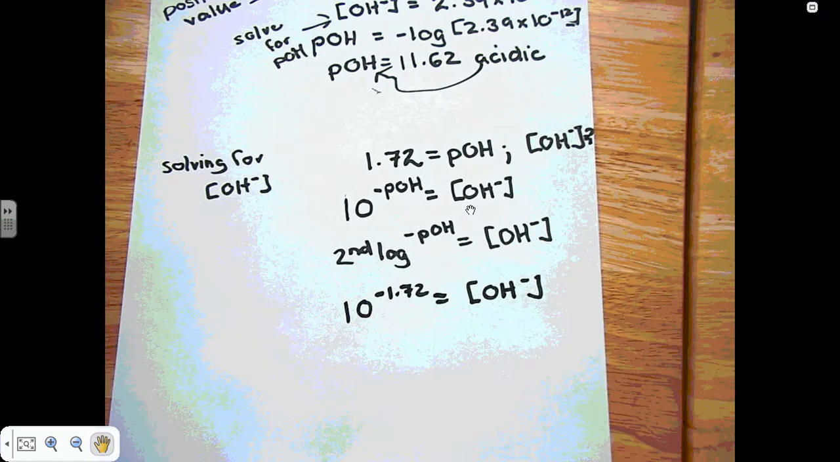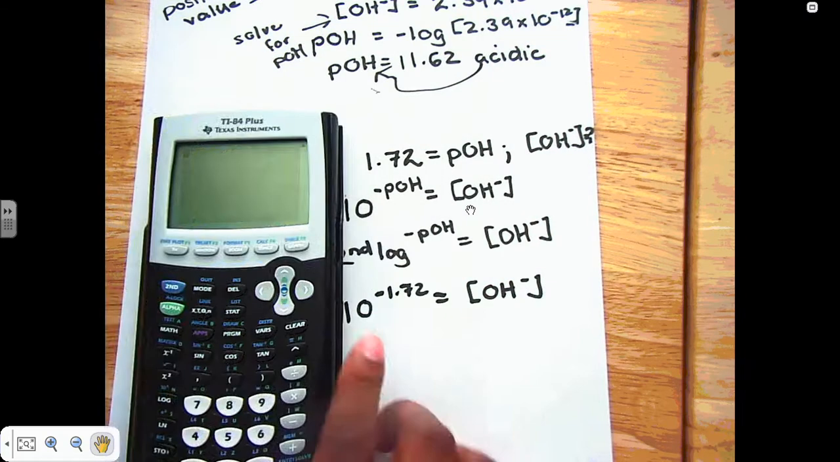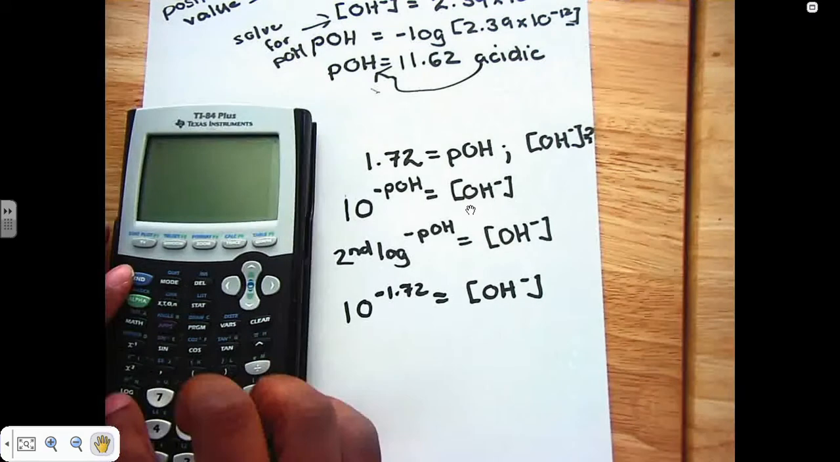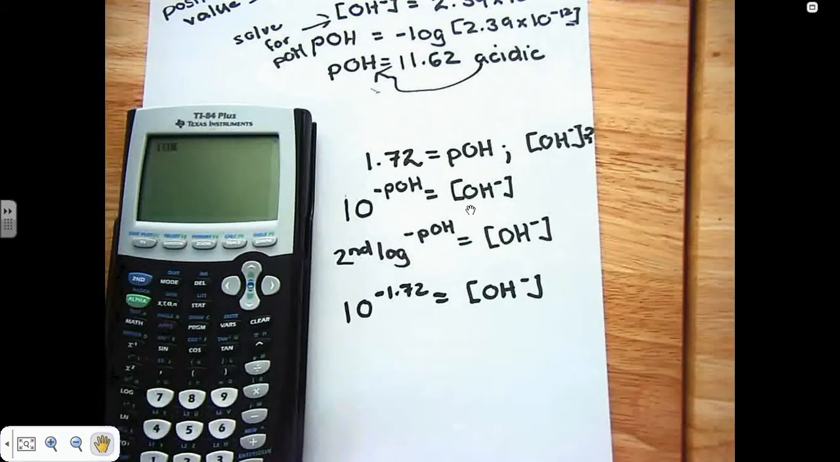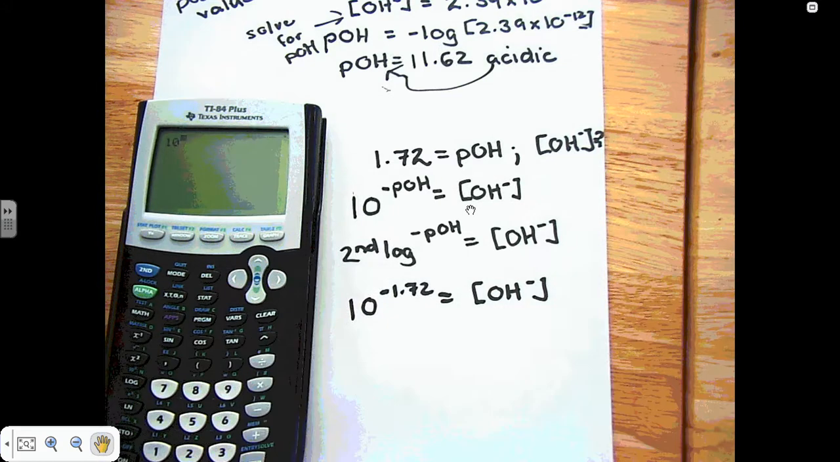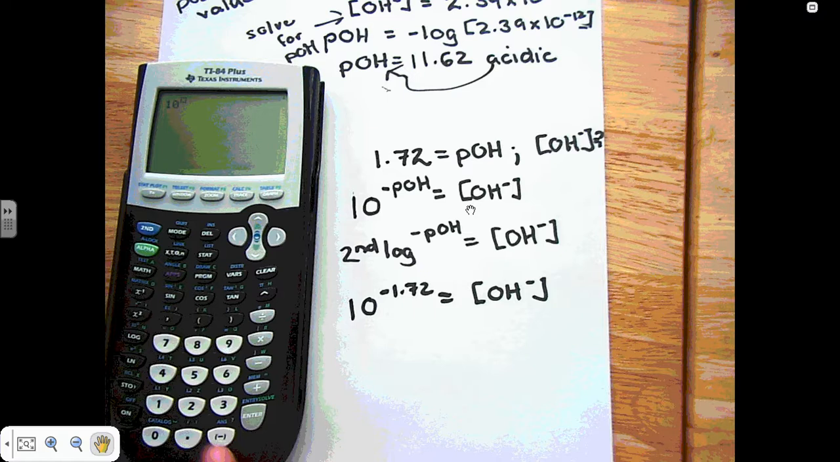Now, when I put that in, I'm going to just type in 10. I'm going to press my chevrons on here, and I'm going to raise that to my negative 1.72.